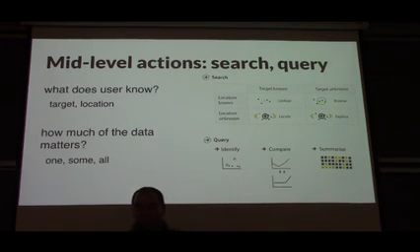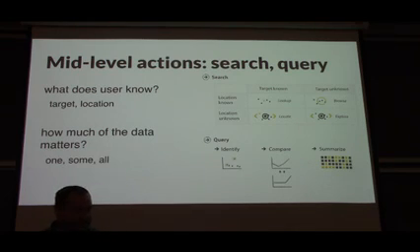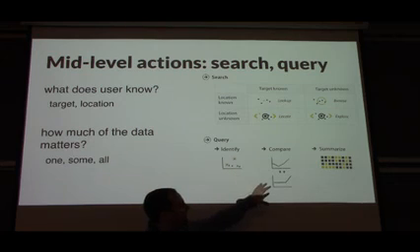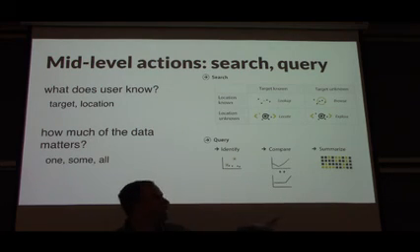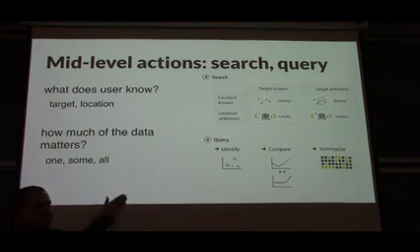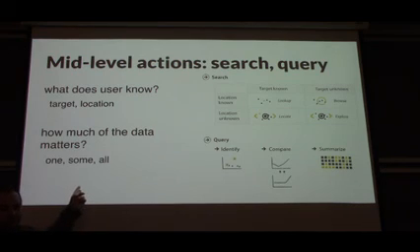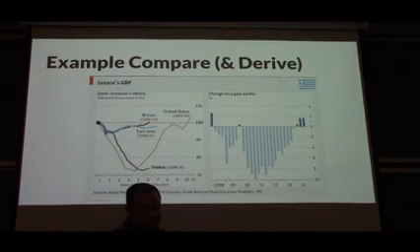And then for the query step, we ask things like: we need to identify points, or we need to compare two data sets, or we want to see a summary. And this is about how much of the data matters. Do I only care about one point? Do I care about some points, or do I care about all of the data?